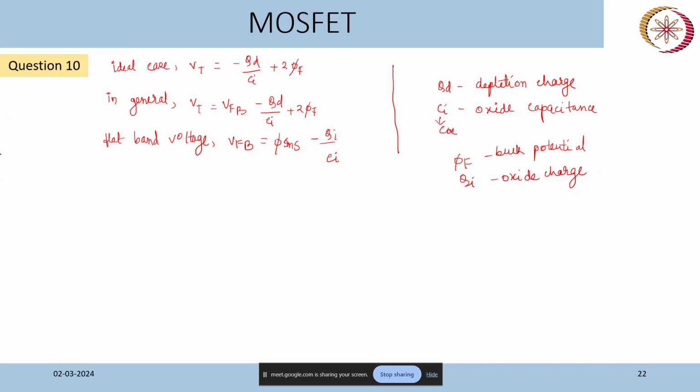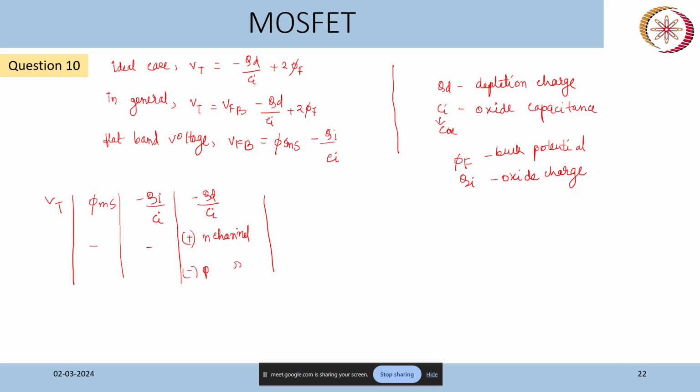So again from the statement, I always remember this table. Phi ms for most metal and silicon junctions is negative, and minus Qi by Ci is also negative, since Qi is mainly positive charge. Minus Qd by Ci, the depletion charge term, as a whole is positive for n channel and negative for p channel.